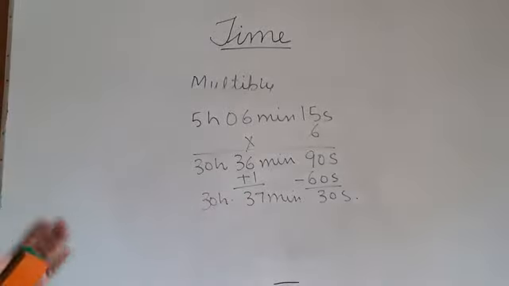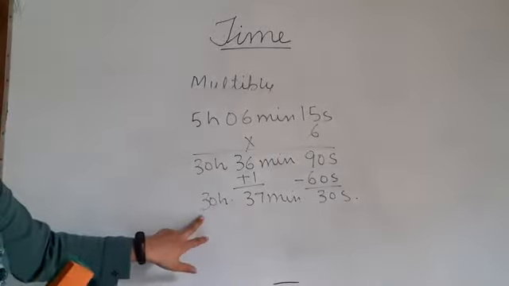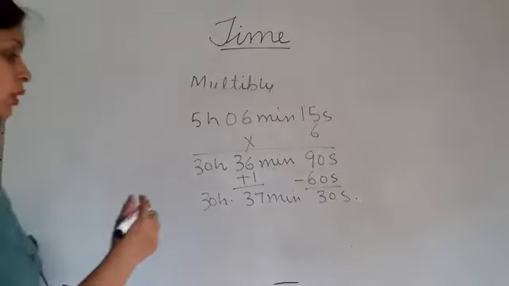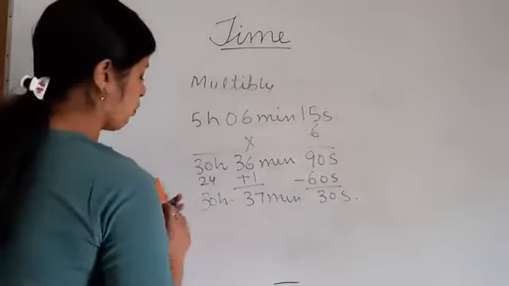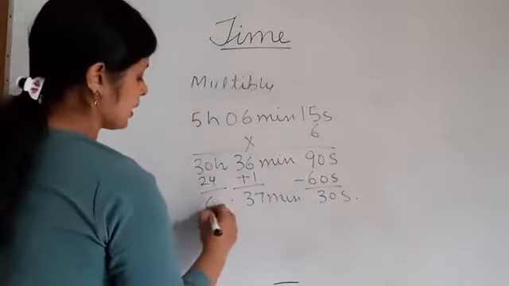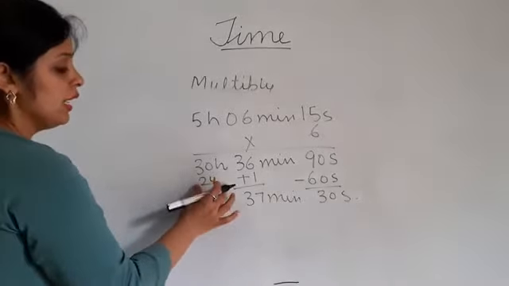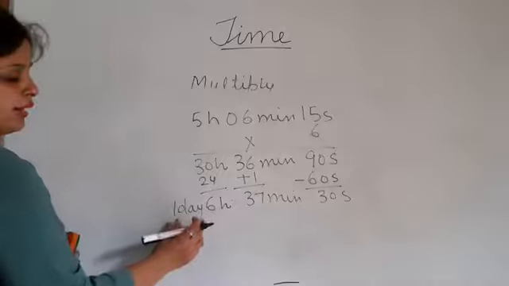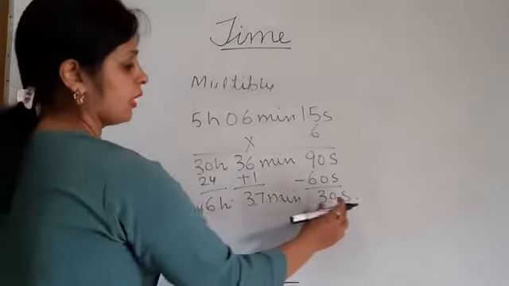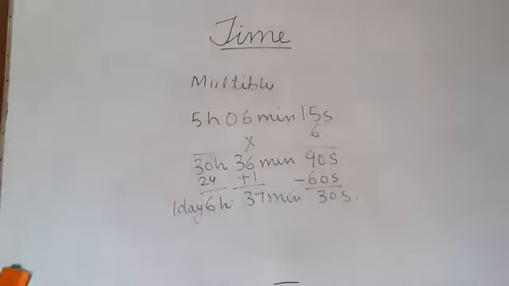Now you can do one thing more here, because 30 hours is greater than 24 hours. So if I subtract 24 from here, it will become 6 hours and 1 day, because 24 hours become 1 day. So 1 day, 6 hours, 37 minutes, 30 seconds will be the answer.